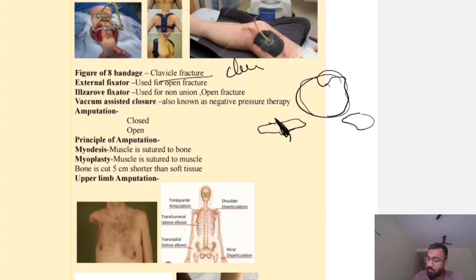So it got fractured here. So the fracture fragment will be like this. Okay, this is the right side, this is the left side. So the fracture fragment will be like this. This is lateral, this is medial, this is the right side.